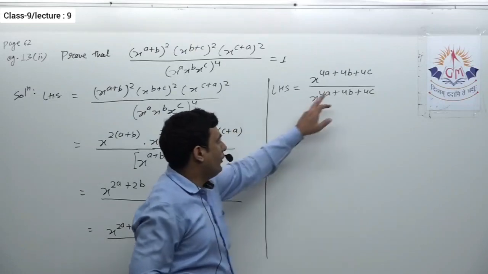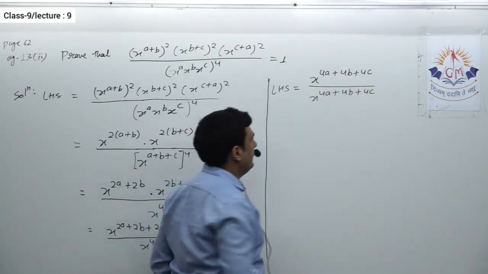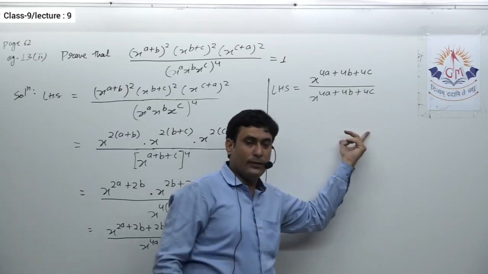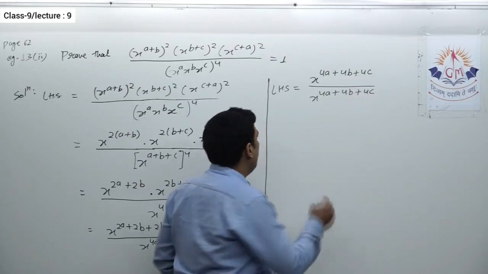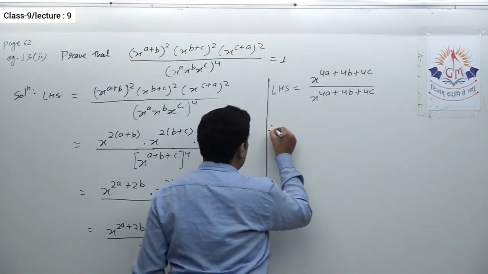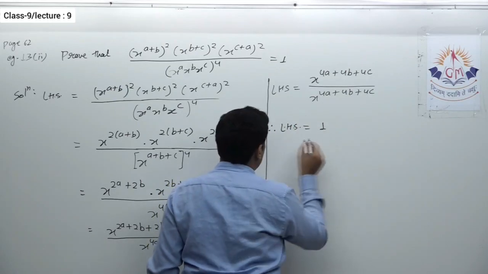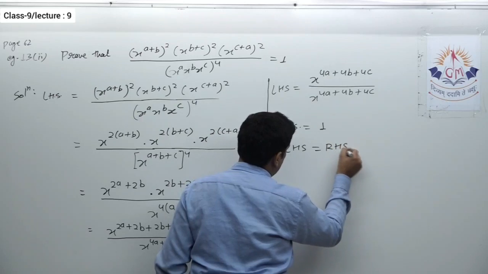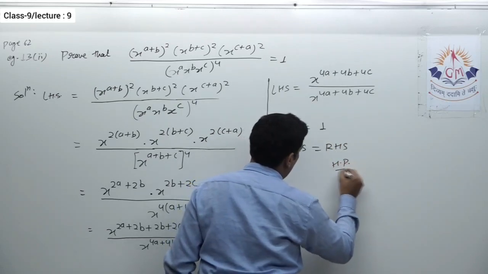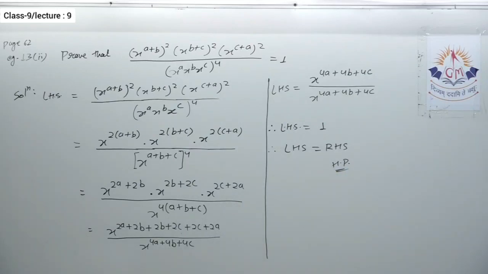Okay, x raised to 4a plus 4b plus 4c in the numerator, same in the denominator. Now here I can cancel them directly because the quantities in the numerator and denominator are same. As we cancel the quantities in the numerator and denominator which are same, I'll get 1. Therefore I can write LHS is equal to RHS. Hence proved. Okay, so please note it down. Then we'll see the next question.